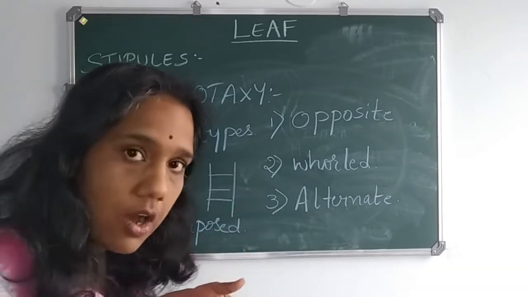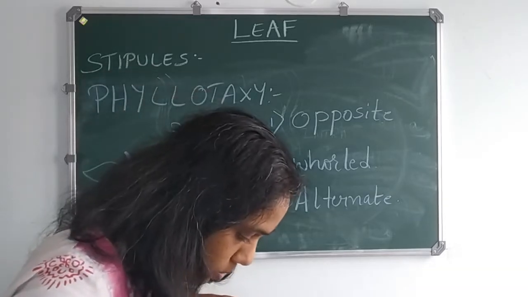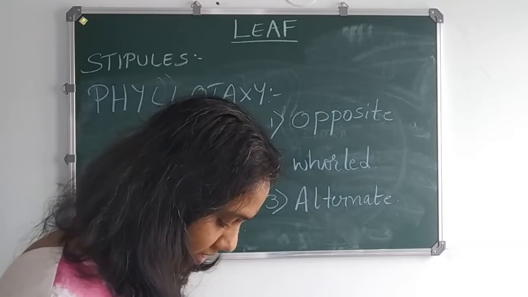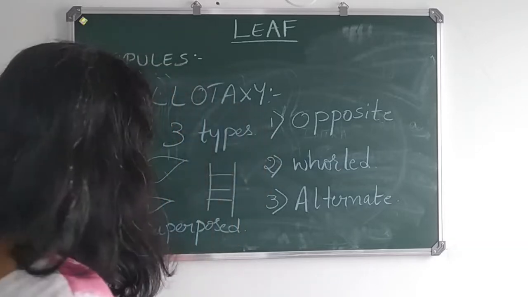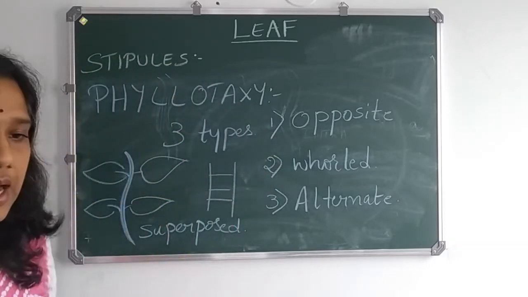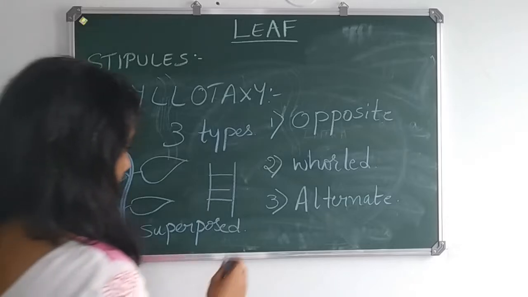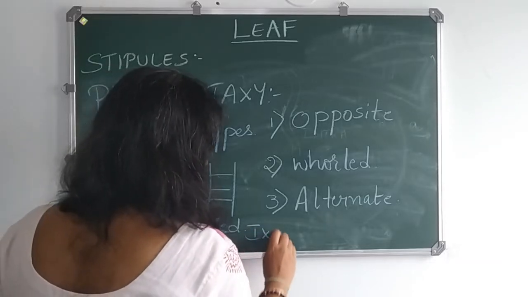So when you look at the plant from above, you will see two lines of leaves like that. So that is superposed. Example for this is ixora.